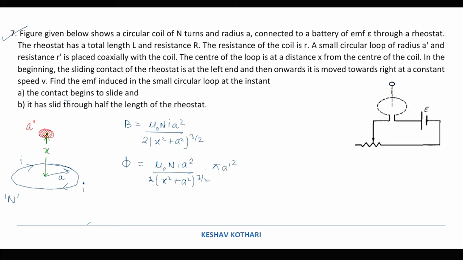So we have multiplied it with this area, and over here we can calculate that the rate of change of flux is regarded as the magnitude of EMF. So if we calculate from here the magnitude of EMF, which is equal to d phi by dt, we can write it in this way: mu naught n pi a square into a dash square upon twice of (x square plus a square) to the power 3 by 2 times of di by dt.